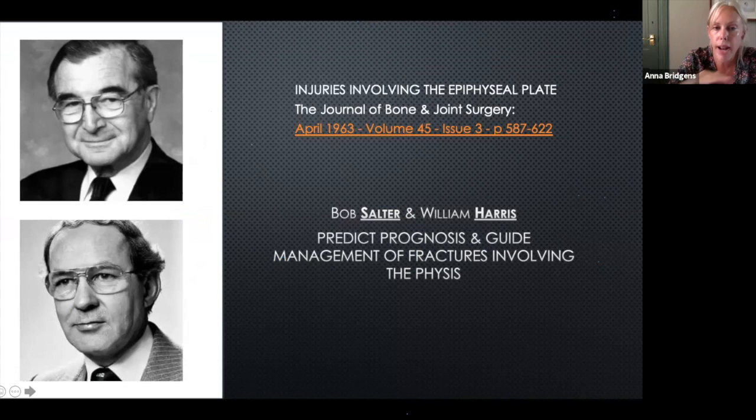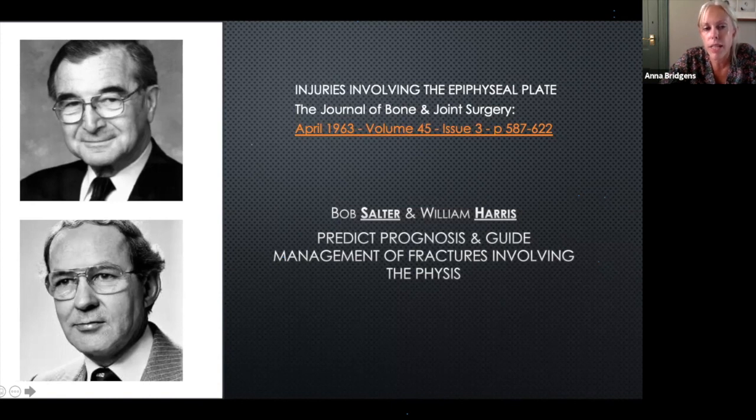Approximately 20% of children's fractures occur at the growth plate. And because they're quite common, they were classified by two surgeons, one from Canada and one from America, Bob Salter and William Harris. Bob Salter was a really eminent pediatric surgeon who also put his name to the Salter osteotomy, a pelvic osteotomy for hip dysplasia. And William Harris is from the Harris Hip School. So quite eminent surgeons. In 1963, they put together the Salter-Harris classification for physeal fractures.